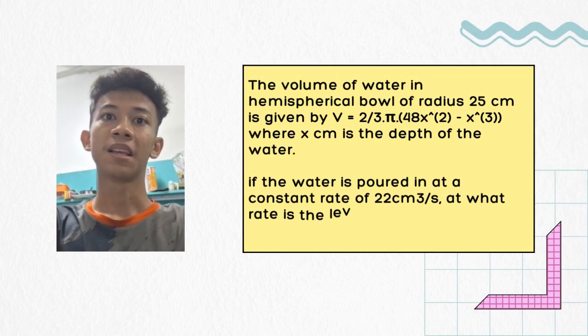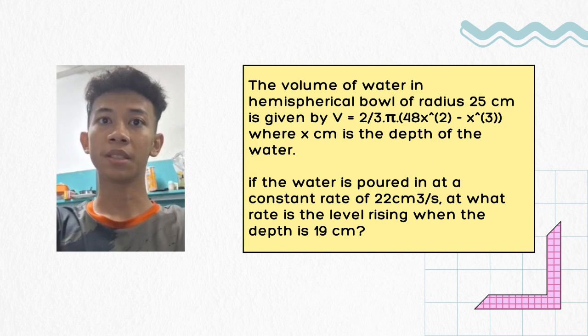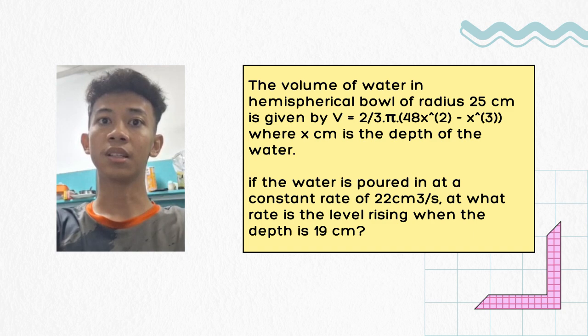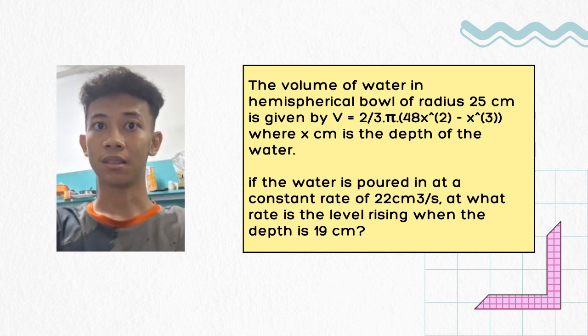The question: the volume of water in a hemispherical bowl of radius 25 cm is given by V equals 2/3 pi times (48x squared minus x cubed), where x cm is the depth of the water. If the water is poured in at a constant rate of 22 cm cubed per second, at what rate is the level rising when the depth is 19 cm?